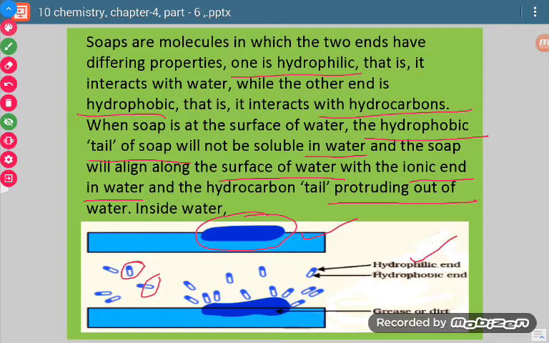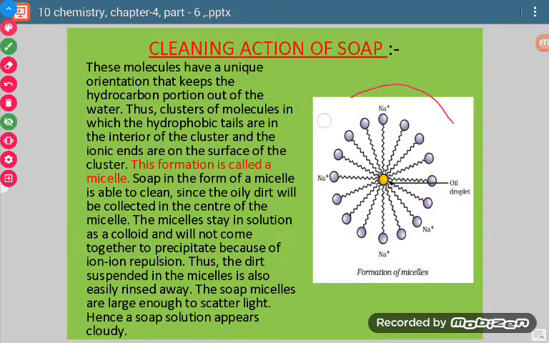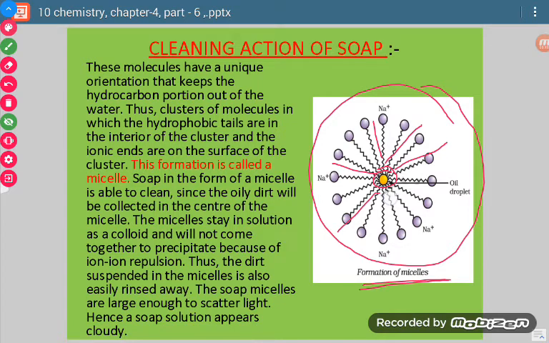Now when we dip it, this hydrophobic end starts attaching itself to the grease, oil or dirt. Because of this, there is formation of a micelle. This is formed. What is this? This is called a micelle. Now what is a micelle? This yellow portion which you are able to see inside is the dirt or oil droplet. With this, so many soap molecules have been attached.